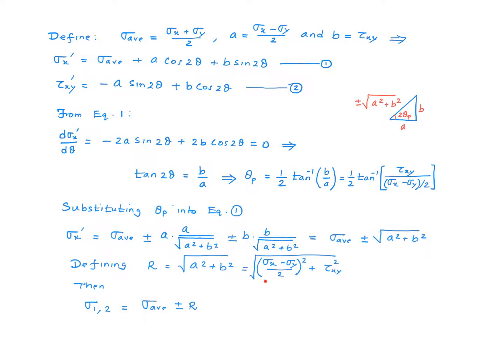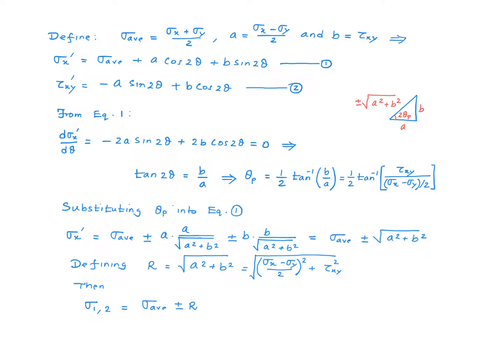So in the interest of keeping these equations as compact as possible, let me define one other parameter, r. r is the square root of a squared plus b squared. And then in terms of r, the two values of the principal stresses we get out of this are sigma average plus or minus r. So I write this as sigma 1, 2 because there are two principal stresses in here.